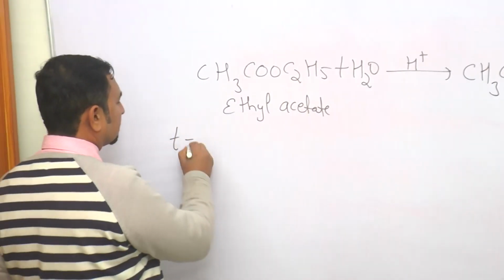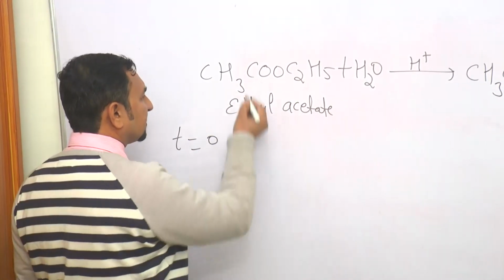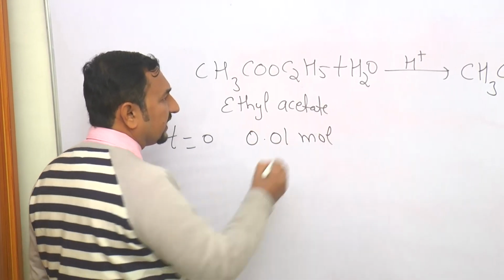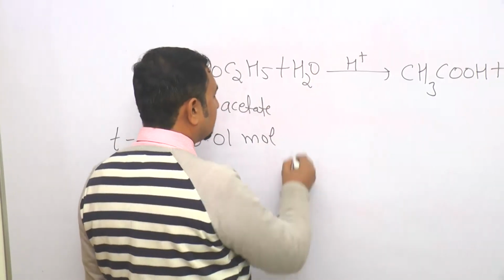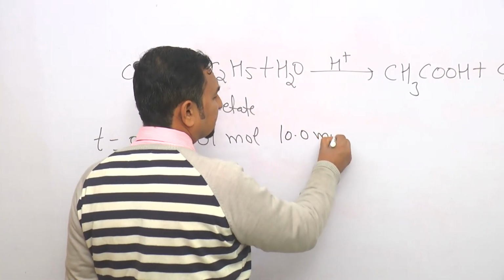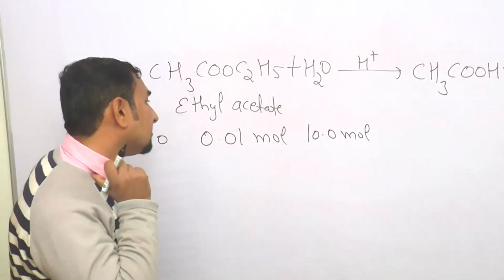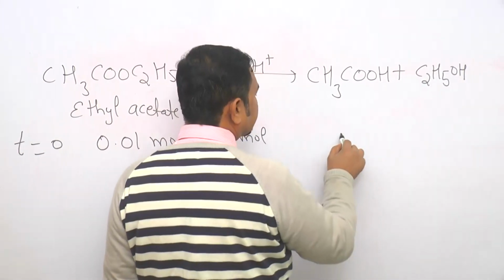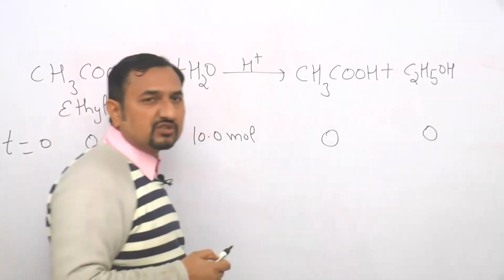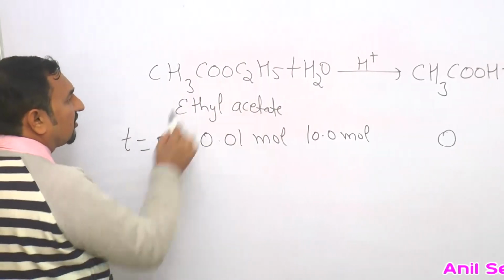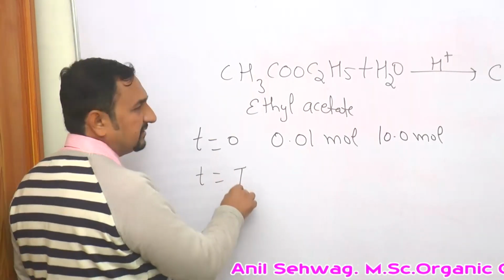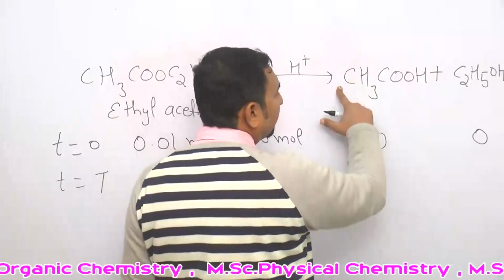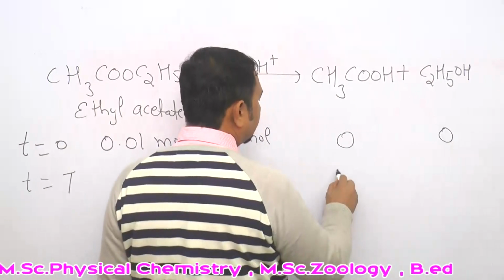When time t is 0, that is the initial concentration. Suppose the initial concentration of this ester is 0.1 mole and the initial concentration of water is 10.0 mole. This is a hypothetical value given in your NCERT, 10 mole. Now the reaction has not started yet, so the concentration of these products will be 0. Now the concentration of this ester at any time t is 1 mole, and 1 mole of ester decomposes into 1 mole of acid and 1 mole of alcohol.